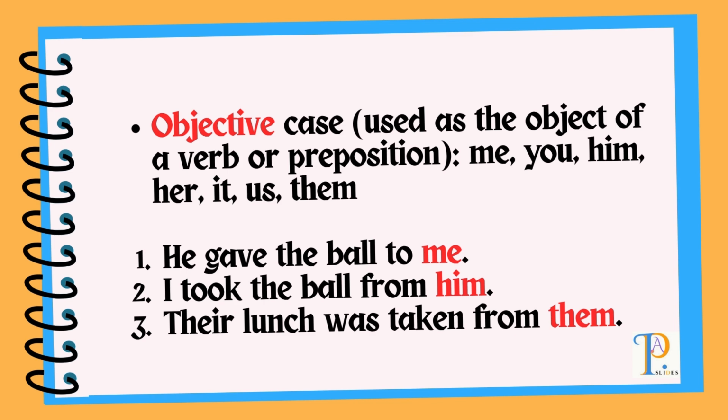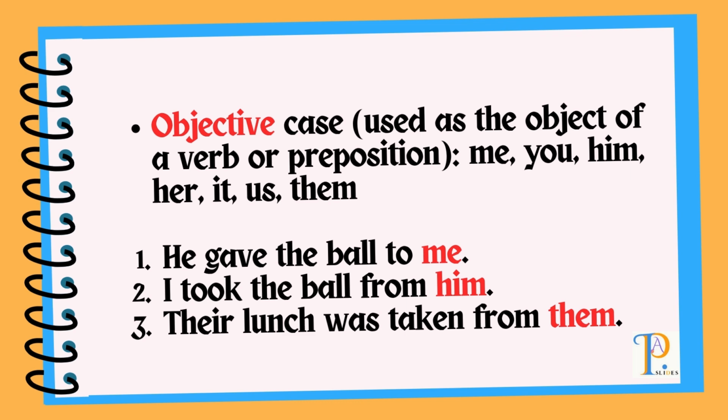Now let's look at these in sentences for more understanding. He gave the ball to me. Me is standing as the object in that sentence. Second sentence says, I took the ball from him. Him is the object of the sentence. And the last sentence says, their lunch was taken from them. Them is the object of that sentence.